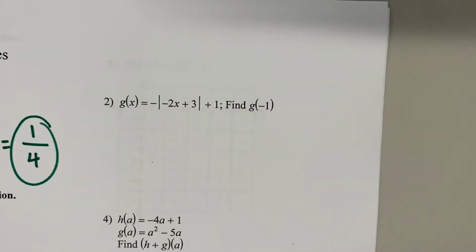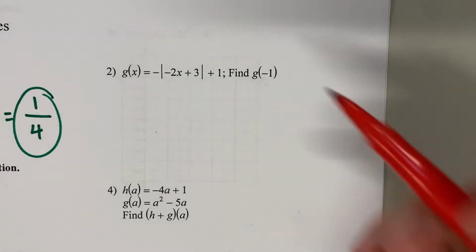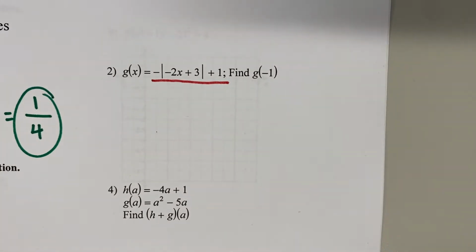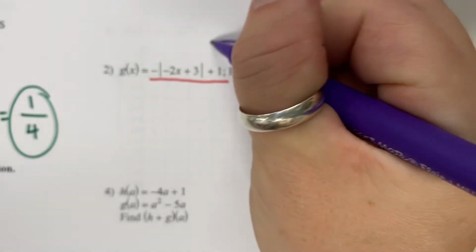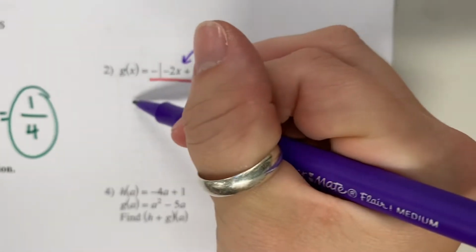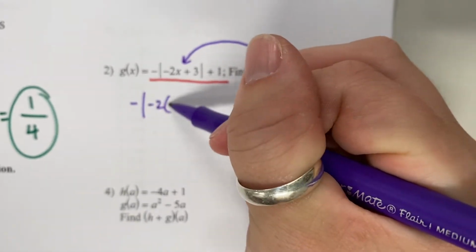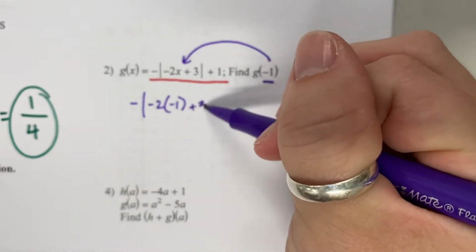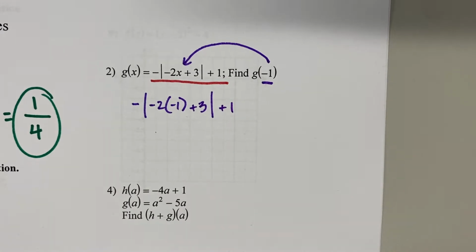All right, number 2. Again, it's giving us our function, kind of a long function, g of x. Then it says plug in -1 everywhere you see an x. So I have the negative absolute value of -2 times -1, because we plugged it in for the x spot, plus 3, all in the absolute value, plus 1 on the outside.